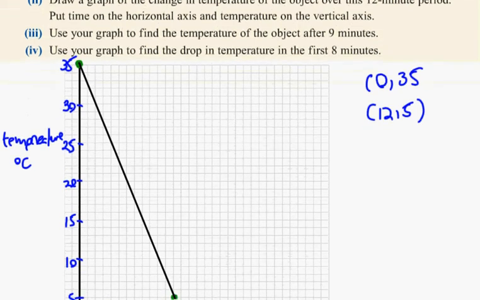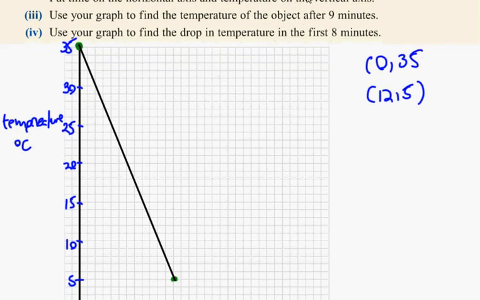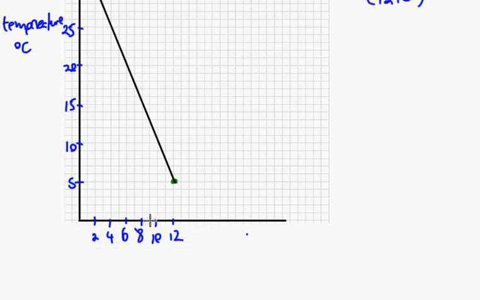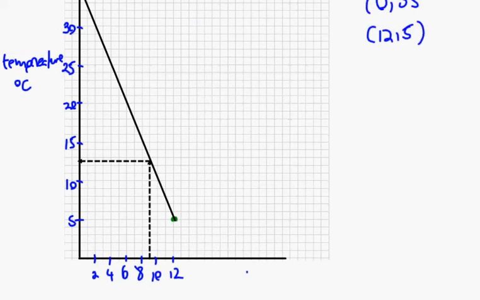Now, use your graph to find the temperature of the object after 9 minutes. So where is 9 minutes, guys? It's here, isn't it? Up and across. I think we're looking at exactly halfway between 15 and 10, which is, anybody? 12.5.